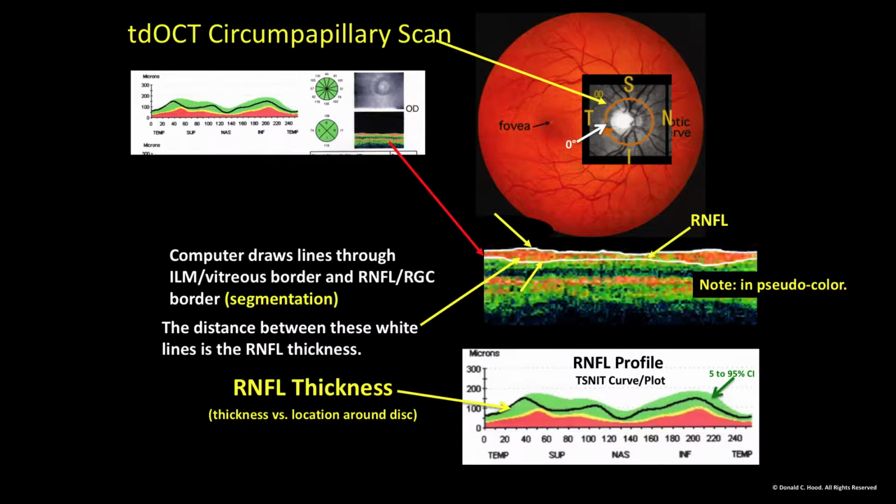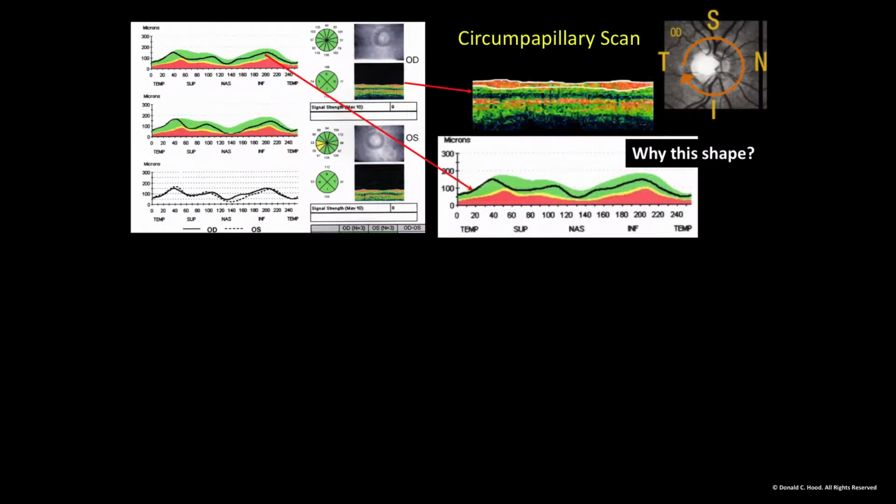Green here is the 5 to 95% confidence interval, so this particular eye is falling within that interval. Red would be the 1% confidence interval, and yellow would be 5%.